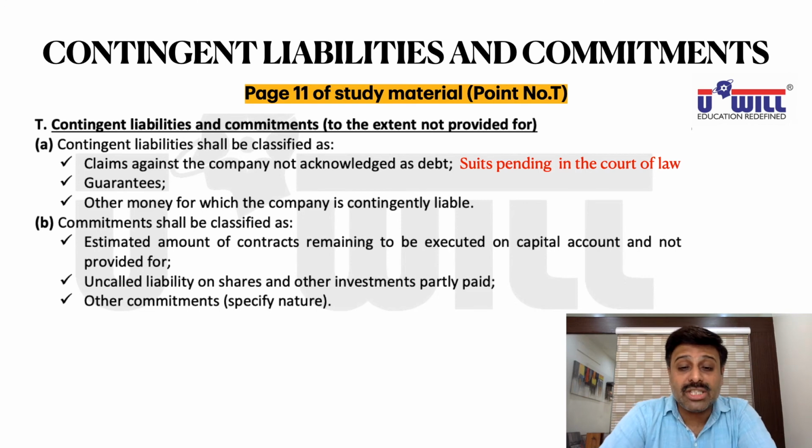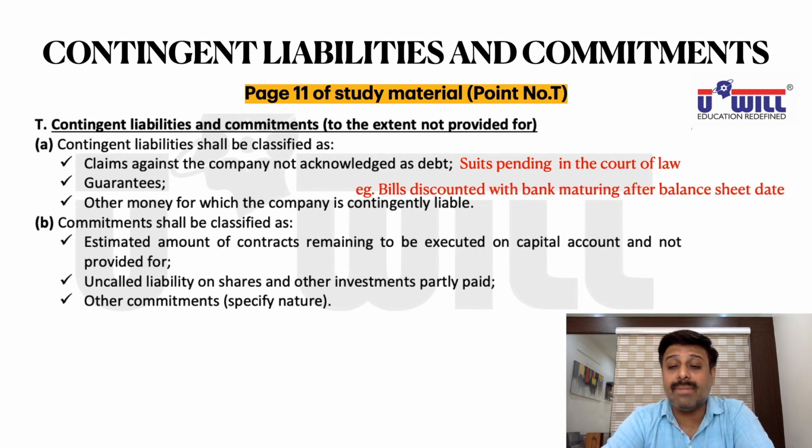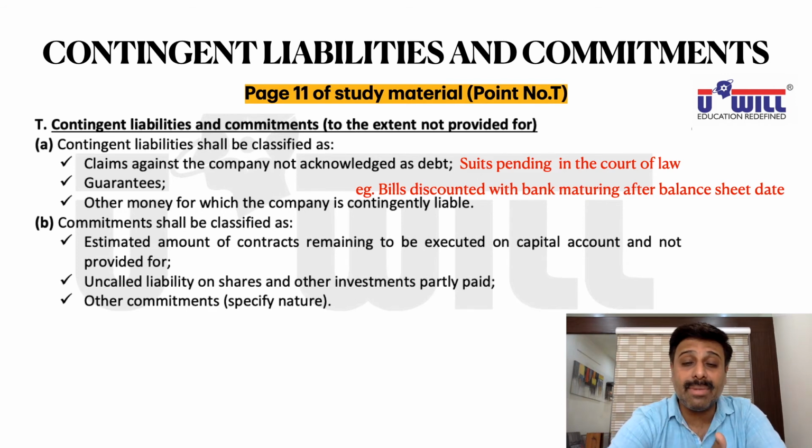Any other money for which the company is contingently liable. Write down an example for this also: bills discounted with the bank maturing after the balance sheet date. Understand it with this example. Bill discounted with the bank means we discount the bill with the bank and take the money in advance from the bank.